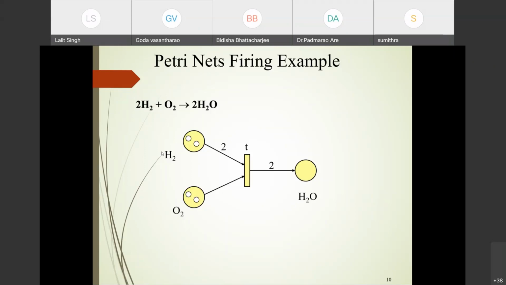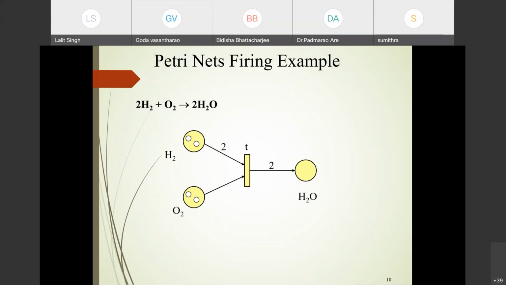Now there is another modeling construct. You can see there are embedded circles inside the places, and these embedded circles are known as tokens. For example, hydrogen contains 2 tokens, and I am using these 2 tokens to represent the 2 atoms of hydrogen, because hydrogen contains 2 atoms.